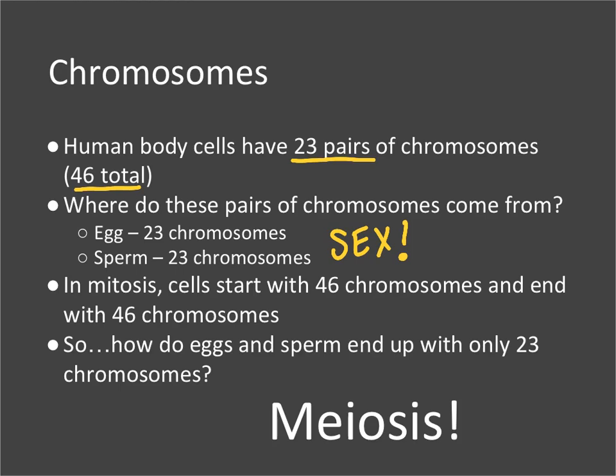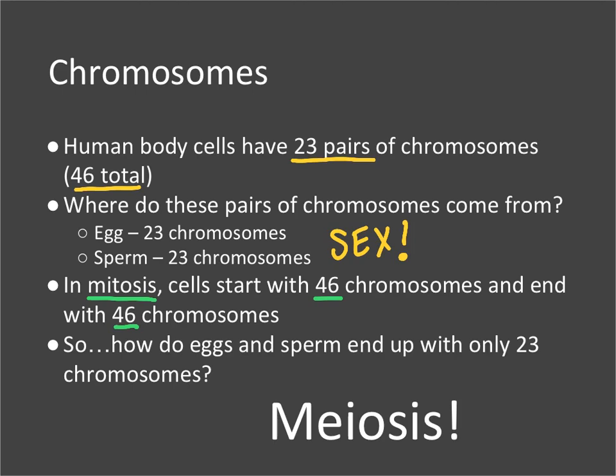So in mitosis, remember mitosis was the cell division that we talked about in a previous lesson, the cells start with 46 chromosomes and they end with 46 chromosomes. So remember that the daughter cells in mitosis are identical to the parent cell. So whatever the parent cell starts out with, the DNA gets an exact copy, and then the daughter cells end up with a full set of DNA.